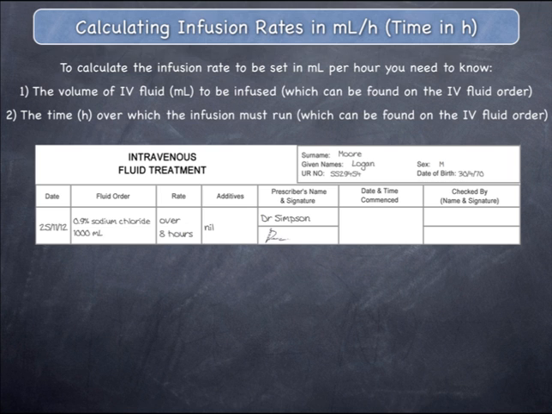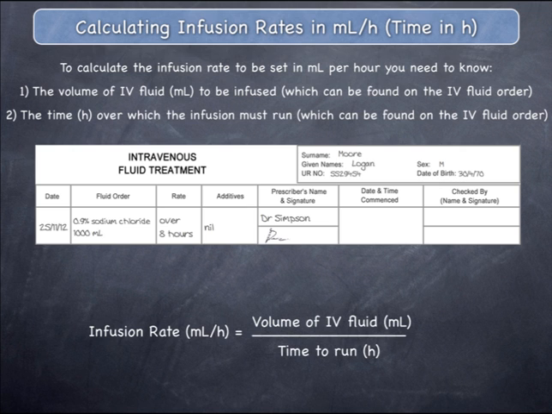Once you have this information, the infusion rate in mils per hour is equal to the volume of IV fluid to administer in mils divided by the time over which the infusion should run in hours. Let's now replace each of these quantities with their actual values by reading the IV fluid order.